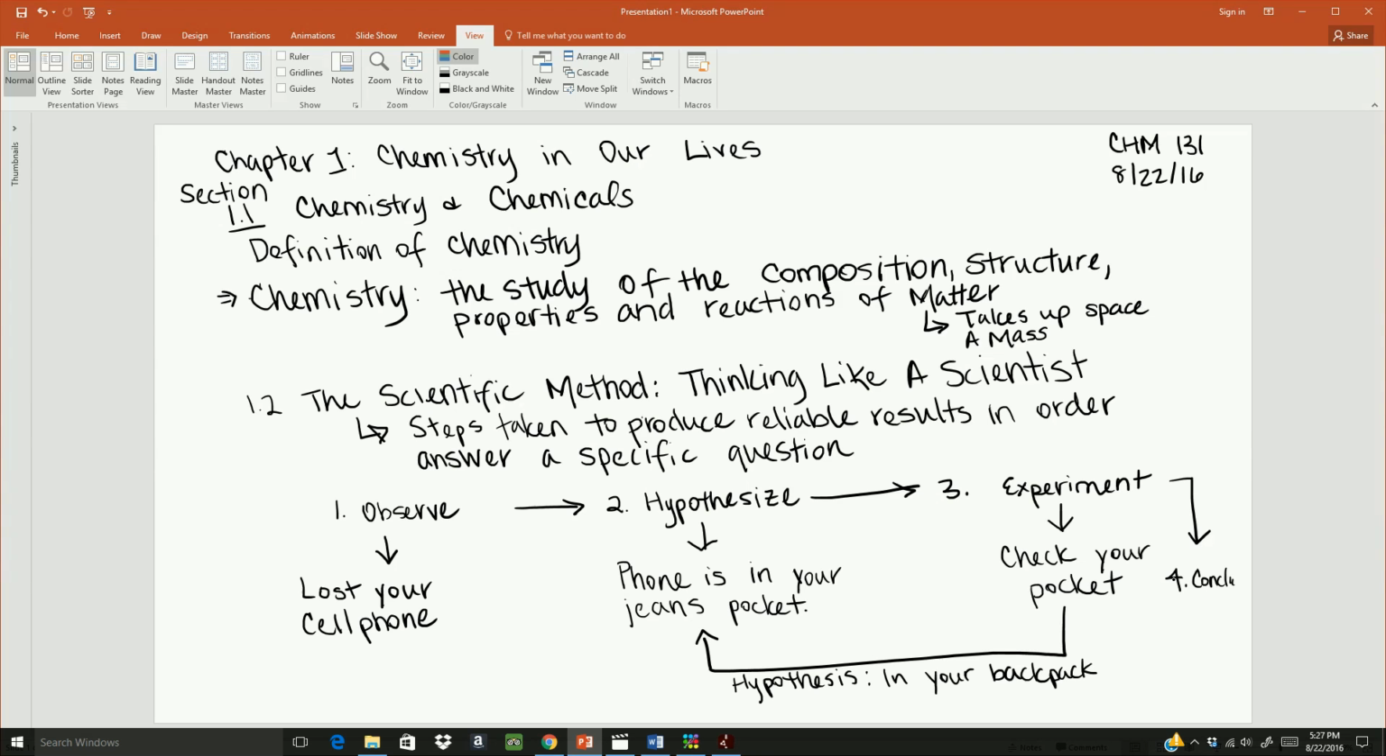Sorry, I'm running out of space there. But once you go through these steps and you figure out where, in this case, your phone is, then you conclude whether or not your hypothesis is supported. So we'll call this hypothesis 1 and hypothesis 2. If you support your second hypothesis, then you conclude that you left your phone in your backpack, for example.